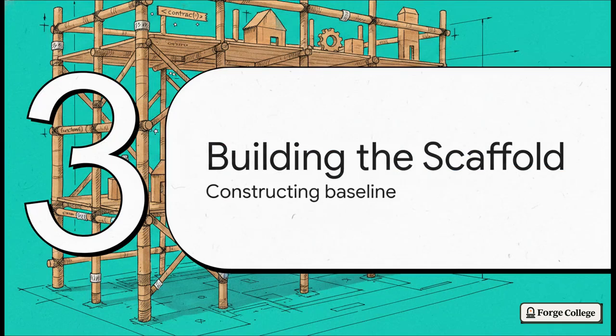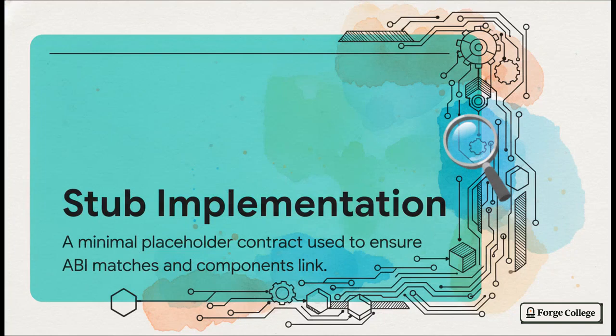Okay, section 3, building the scaffold. Let's construct the baseline. It is time to build with what are basically the cardboard cutouts of our code. I'm talking about stub implementations. A stub is just a minimal, deterministic placeholder contract, and it's used solely to ensure your ABI matches and your components link up. Think of these as the crash test dummies of your system. No brains, no complex logic. They literally just sit there returning hard-coded values so we can make sure the seatbelts hold during a test run.